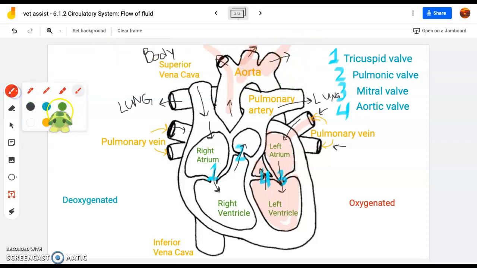Then I've got my deoxygenated blood, right? My body uses its blood supply, uses the oxygen from the blood, comes into the right atrium, goes from the right atrium into the right ventricle, and then it's going to go ahead and pump up through the pulmonary artery and into the lungs so it can get oxygenated. And that is our flow of blood in the four-chambered heart.